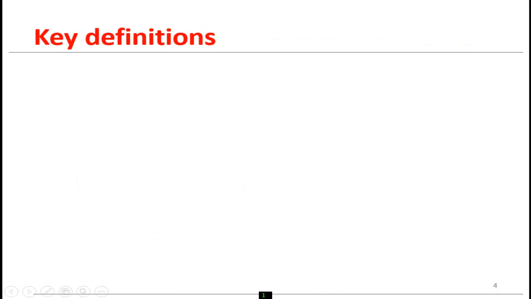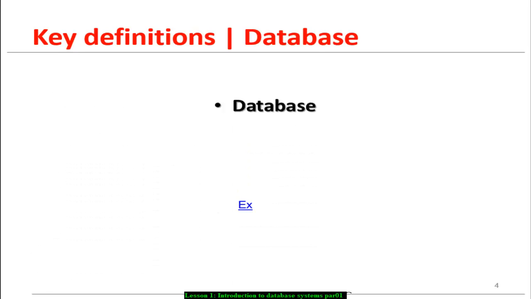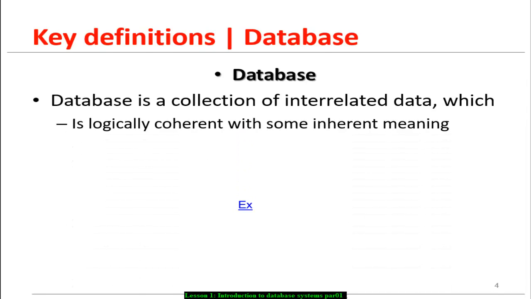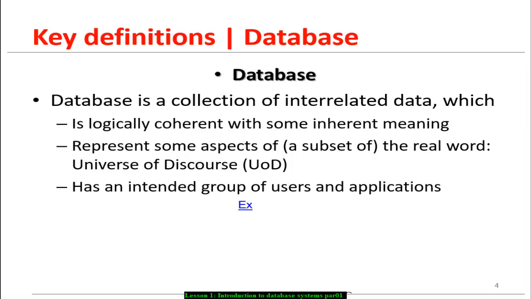Key definitions. Now, let us define the three key terms: database, database management system, DBMS, and database system. So, what is a database? A database is a collection of interrelated data, which is logically coherent with some inherent meaning. It represents some aspects of the real world, sometimes called the mini-world or the universe of discourse, UID. It has an intended group of users and applications.